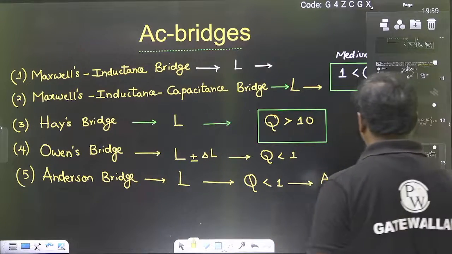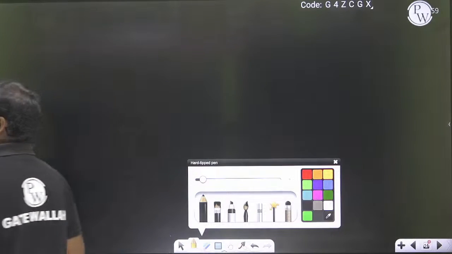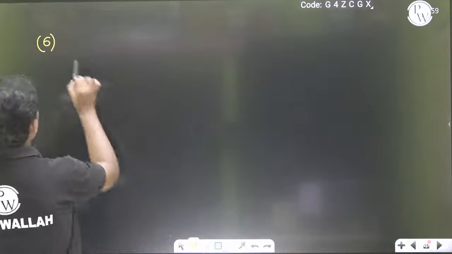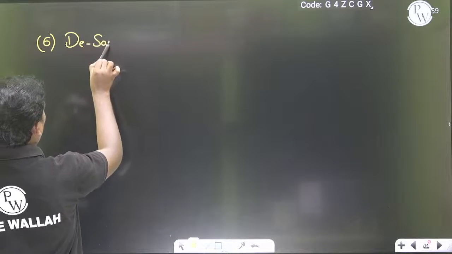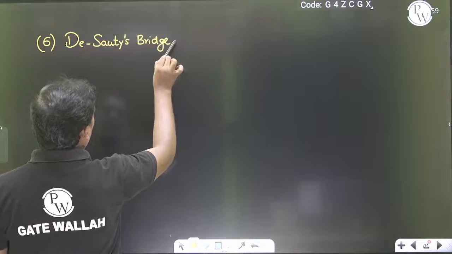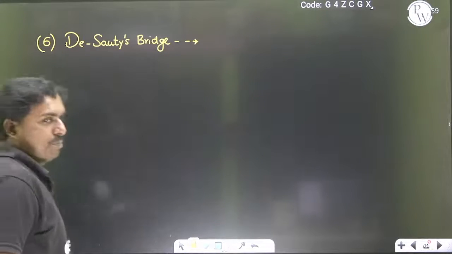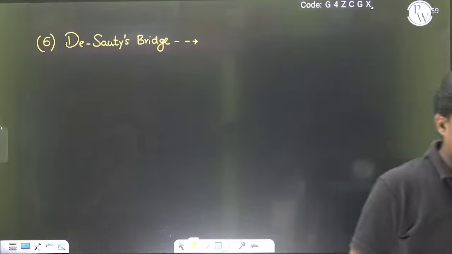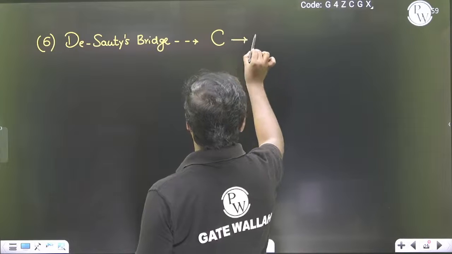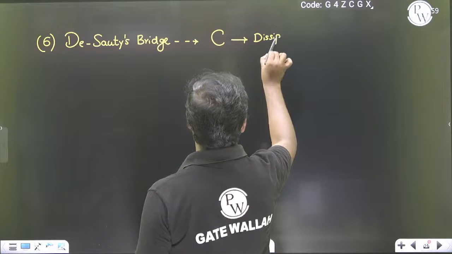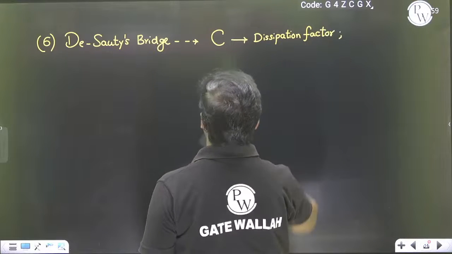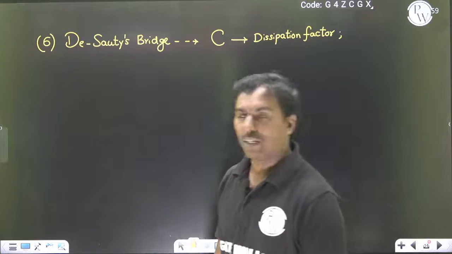Next comes the capacitance bridges. Schering bridge. Before that we will get the De Sauty bridge. If you see the De Sauty bridge, it is for capacitance measurement and is also suitable for dissipation factor. For coils, we have the Q factor. For capacitors, we have the dissipation factor.